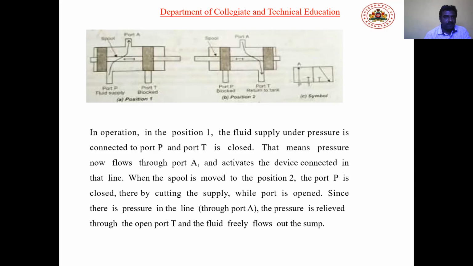When the spool is moved to position 2, port P is closed, so there is no supply. By cutting the supply, port T is open. Since there is pressure in the line, pressure is relieved to port T and the fluid flows easily to the sump. And figure C shows the graphic symbol for the same valve, that is, the 3 by 2 sliding spool valve. Thank you.